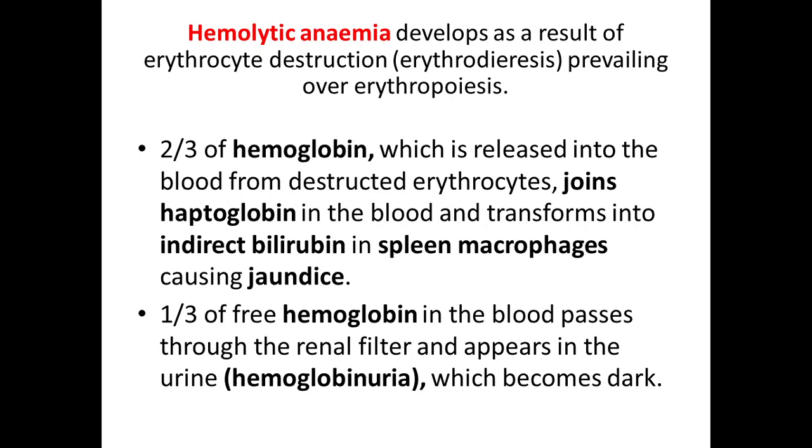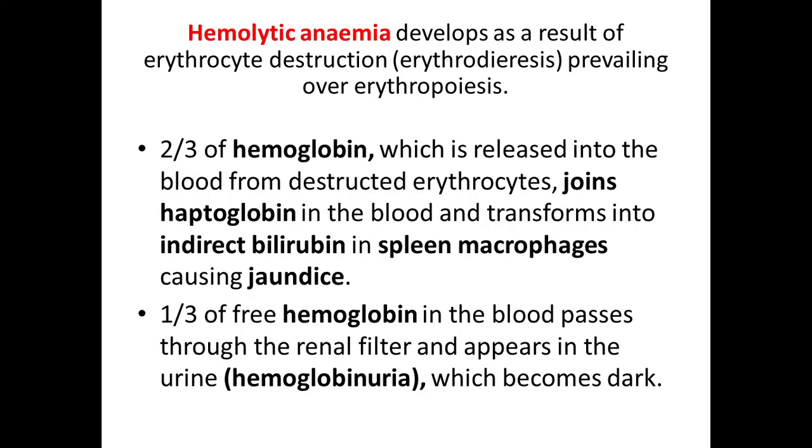Hemolytic anemias. Hemolytic anemias develop as a result of erythrocyte destruction prevailing over erythropoiesis. The destruction of erythrocytes we call erythrodiuresis or hemolysis. All hemolytic anemias are characterized by an increased rate of RBC destruction and compensatory increase of erythropoiesis that results in reticulocytosis. The main clinical feature of hemolytic anemias is jaundice.